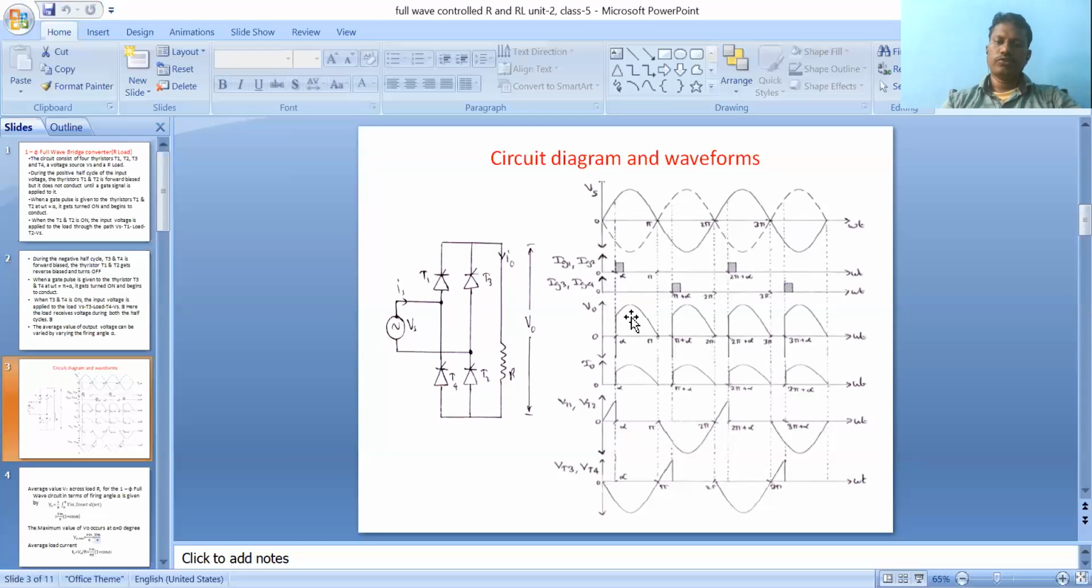So the output voltage V0 follows the supply voltage, and the output current I0 is also the same.